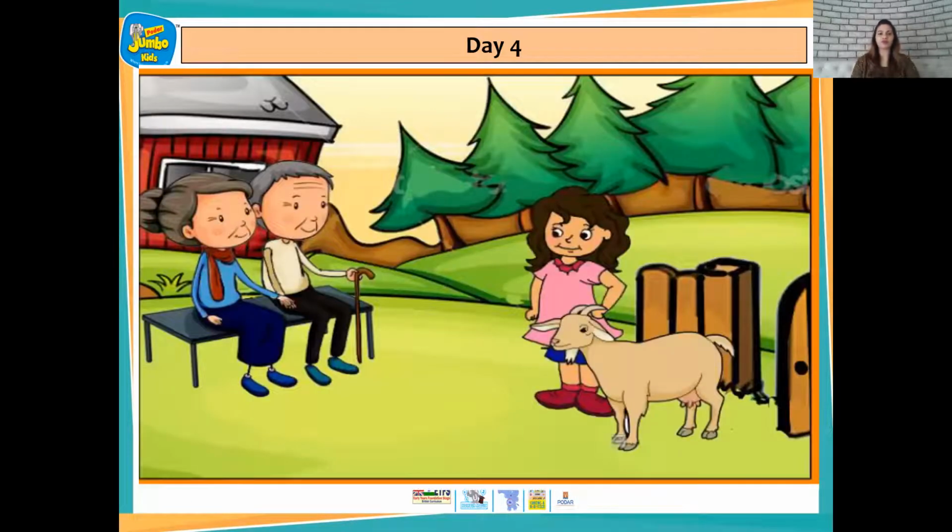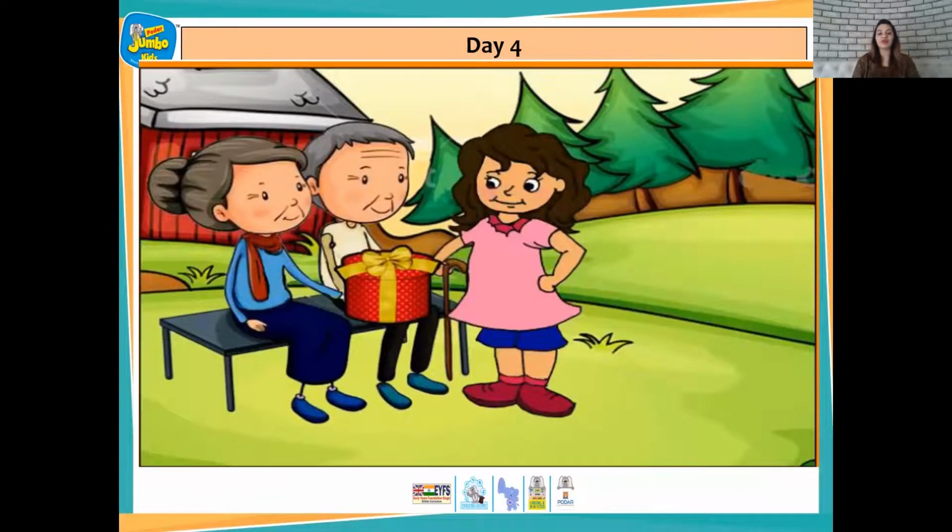And when she went back to the farmhouse, her grandparents told her, Geeta, where had you been? So Geeta told her grandparents, you know, I couldn't find the little goat and I went to look for it and I found it and got it back. So Geeta's grandparents were very happy with Geeta. Yes, and they were so happy that they gave her a gift. And Geeta was very happy to get the gift.